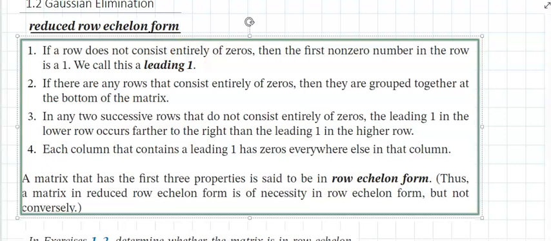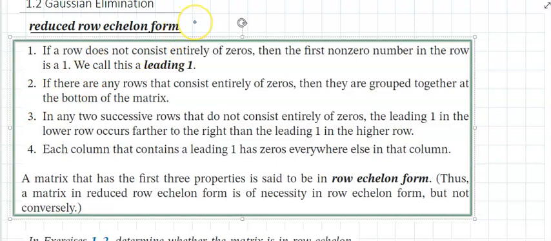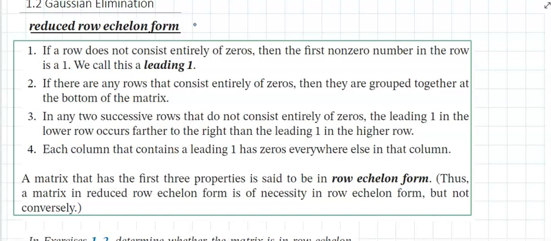So here's the definition. For a matrix to be in reduced row echelon form, 4 things must happen. 1. If a row does not consist entirely of zeros, then the first non-zero number in the row is a 1. And just a reminder, if you're looking at a matrix, these are the rows, so you look at them sideways. When you look at the first entry, if it's not a 0, it has to be a 1.